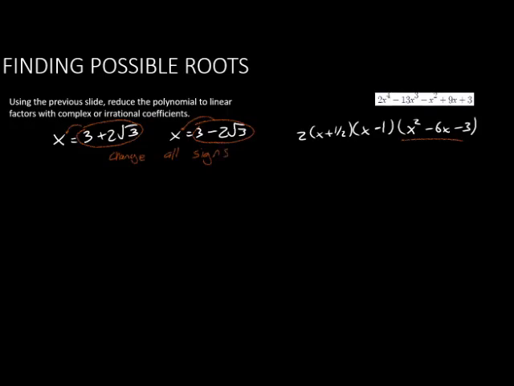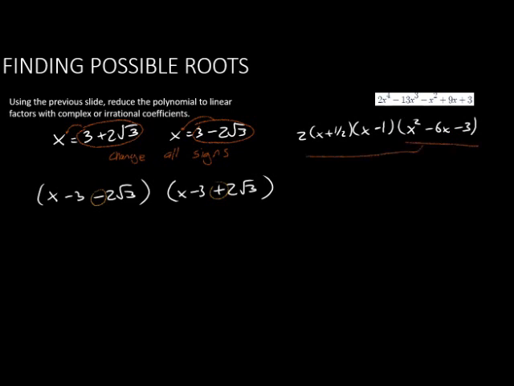Our first solution will give us x minus 3 minus 2 root 3. This will be our first linear factor that's irrational, and then we'll do the same to our other solution and end up with x minus 3 now plus 2 root 3. And so the only difference between the irrational solutions is the last sign. One is negative, one's positive. Therefore, we will split our x squared minus 6x minus 3 into these two factors.